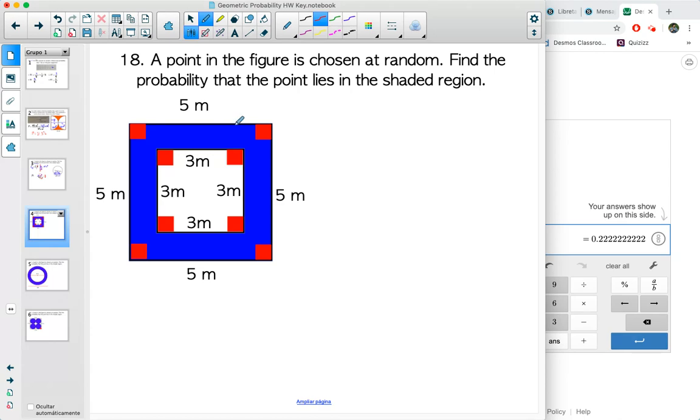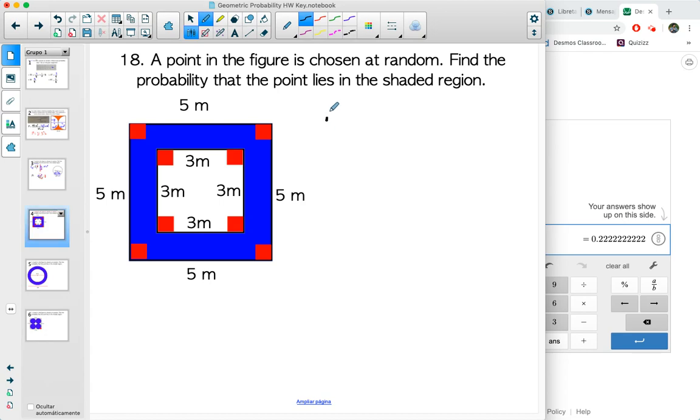Next one, 18. A point in the figure is chosen at random. Find the probability that the point lies in the shaded region. So we want to find the probability that the point is in the outer ring. So take a moment to think about it. Think about what you are going to do.